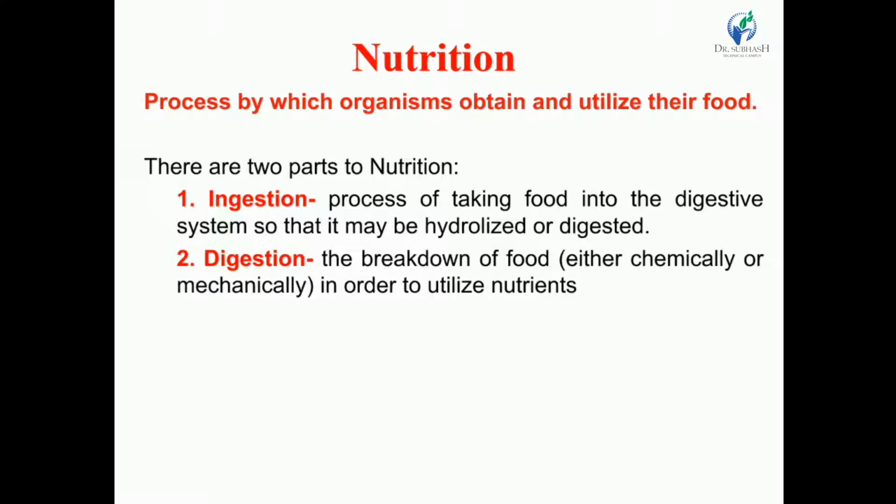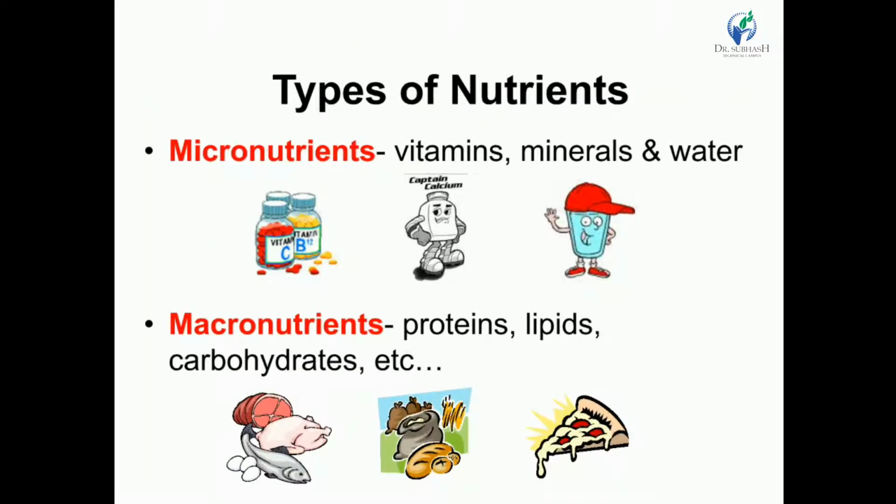Nutrition is required for the growth of the human body. Types of nutrients: it could be micronutrients or macronutrients. Micronutrients involve vitamins, minerals and water, whereas macronutrients have proteins, lipids, carbohydrates and others.